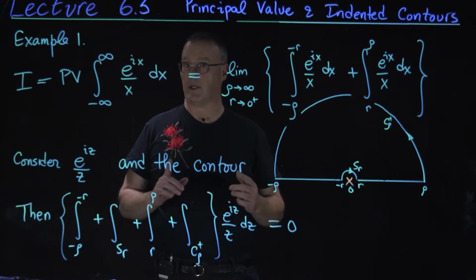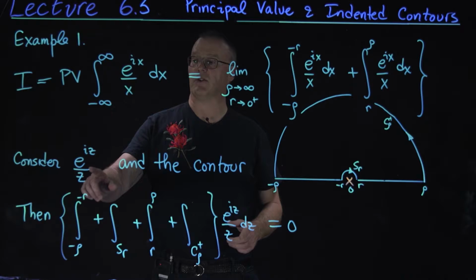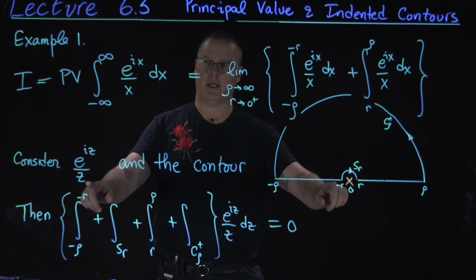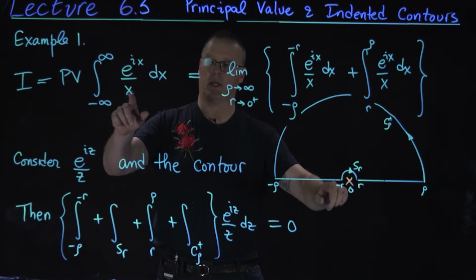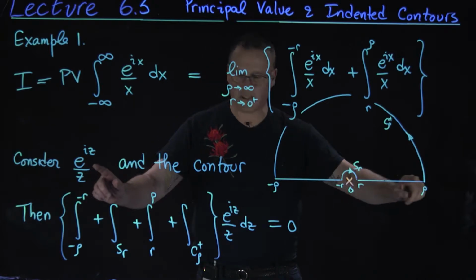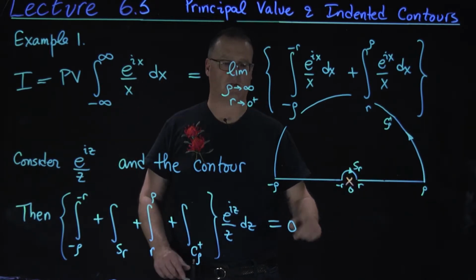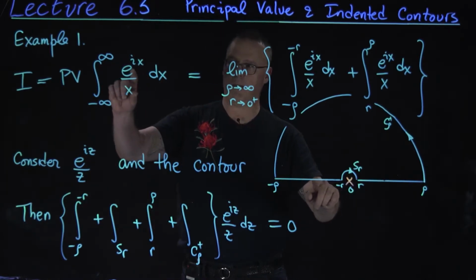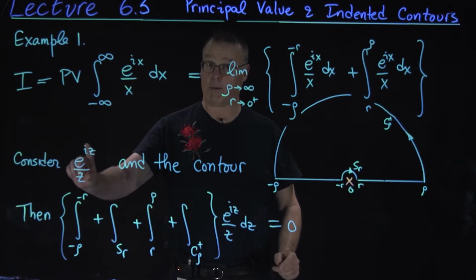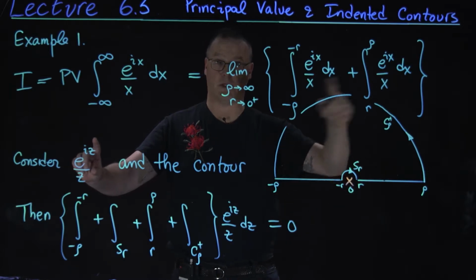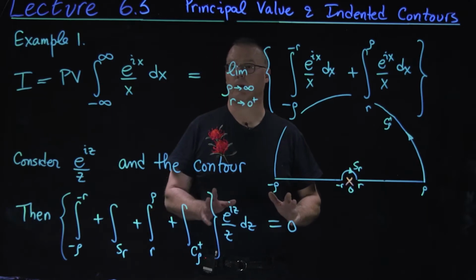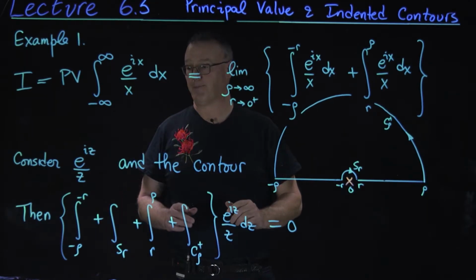And it's going to turn out that we do get what we want, because the parameterization for e to the iz over z along this line is going to be e to the ix over x. And the parameterization for e to the iz over z along this line is going to be e to the ix over x. So we're going to recover one piece of this integral and another piece of this integral by considering this complex integrand over this contour. And that's a new way of doing integrals. That's not something that you've looked at before.